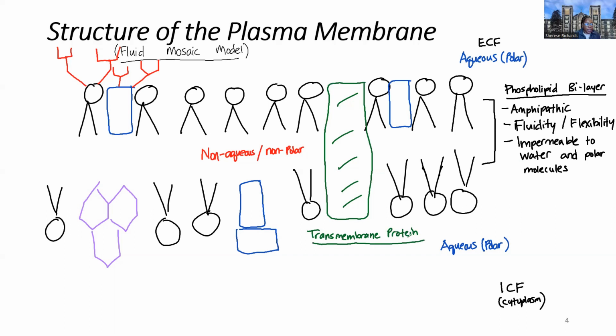Transmembrane protein, all right? And so we want to describe transmembrane proteins as being amphipathic, right? They also have to be amphipathic in order to exist on both surfaces of the membrane, both the polar ends and the non-polar center. So they have to be amphipathic to span the entire membrane.